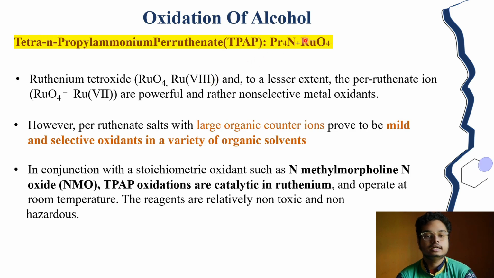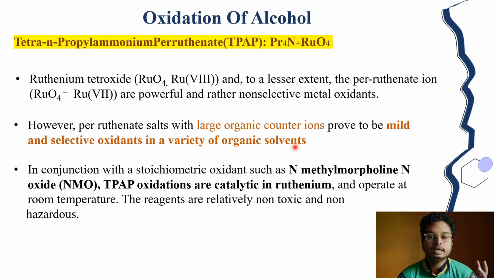However, here we talk about the TPAP based oxidation. Now this TPAP, due to the presence of this tetra-N-propyl ammonium part which is written here, is a perruthenate salt with large organic counter ions. So this is the large organic counter ion, the tetra-N-propyl ammonium. This provides a mild and selective oxidation in a variety of organic solvents.